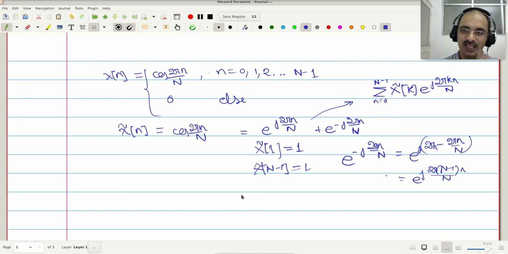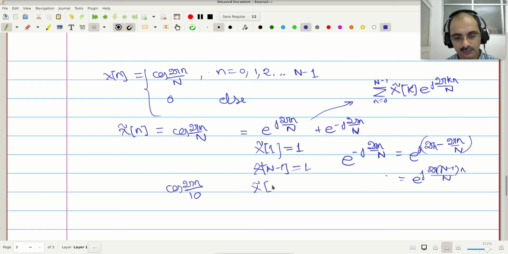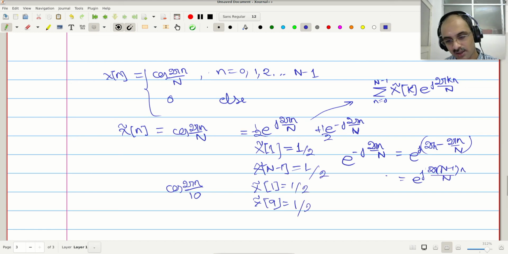Now, as a preview, I am not telling you why, you can actually use the FFT function in NumPy to compute these discrete Fourier series coefficients. So, as an example, let's say we take cos 2 pi n by 10 and find out what we must get. Then we must ideally get x tilde of 1 is equal to 1, x tilde of 9 is equal to 1, and the rest all, actually I made a mistake, there should be a half here, and the rest all should be 0. Let's see whether that happens.